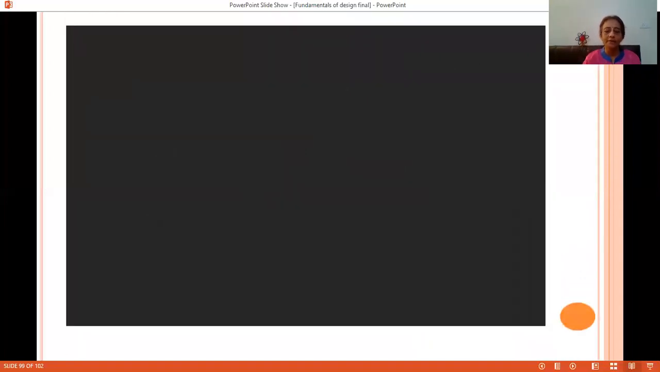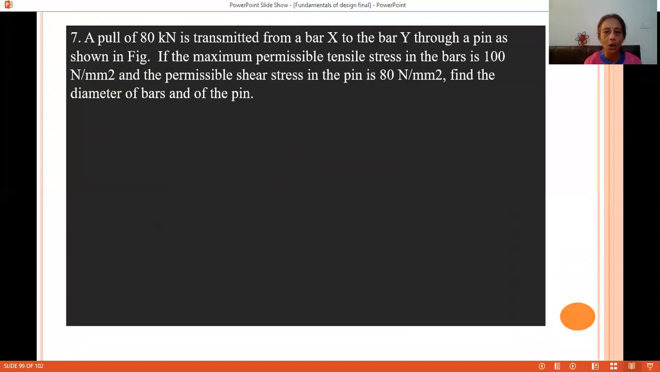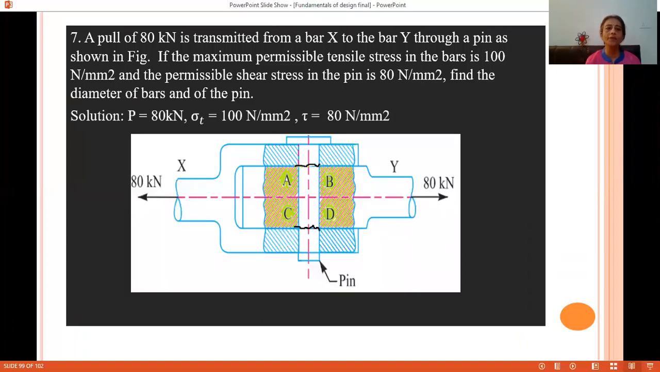Next question which we will discuss today is also of the knuckle joint. Here the knuckle joint is required to transmit a load of 80 kilonewton between bar X and bar Y. Here we are given the permissible stress value of the rod material, that is 100 Newton per mm square, and the permissible shear stress for the pin material is 80 Newton per mm square. And here we are supposed to find the diameter of the bar, or you can say rod, and the diameter of the pin.